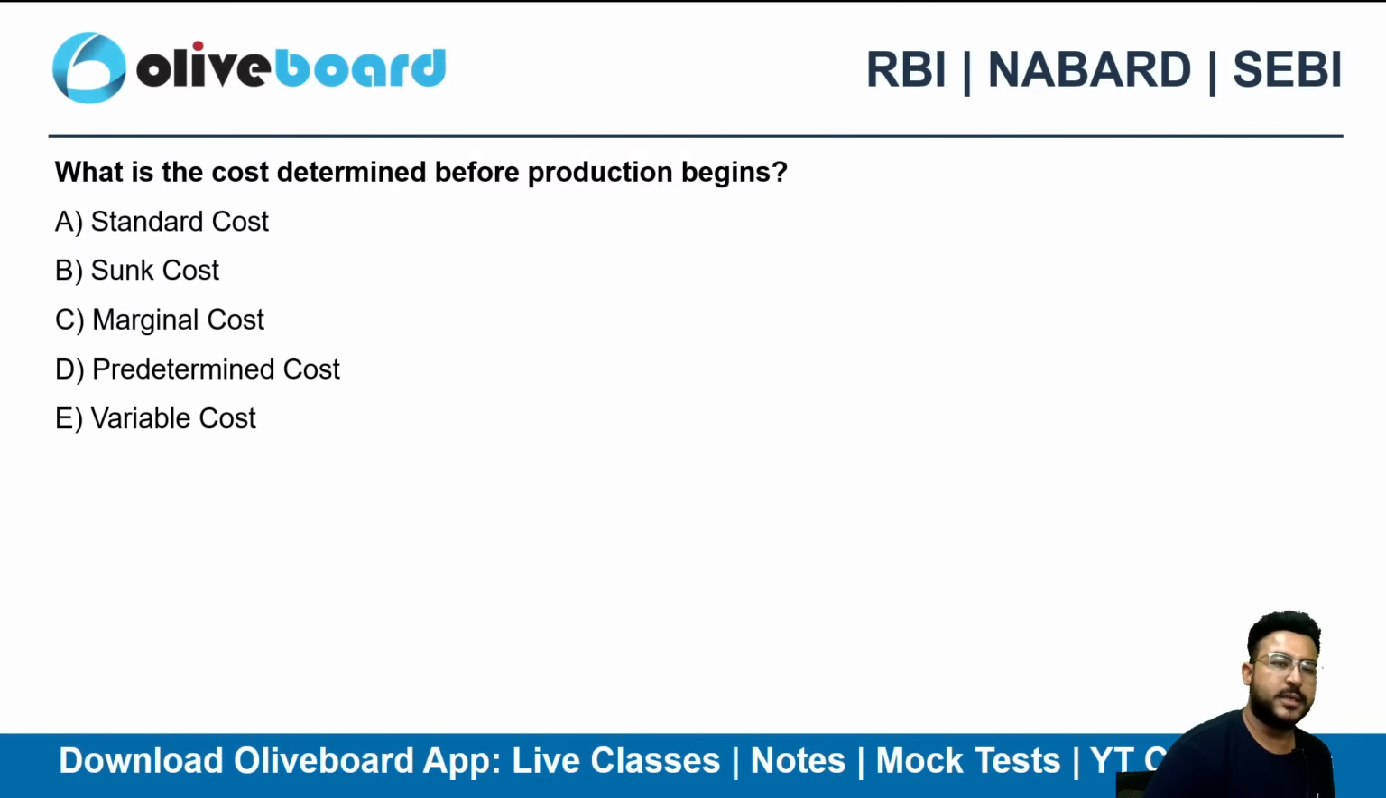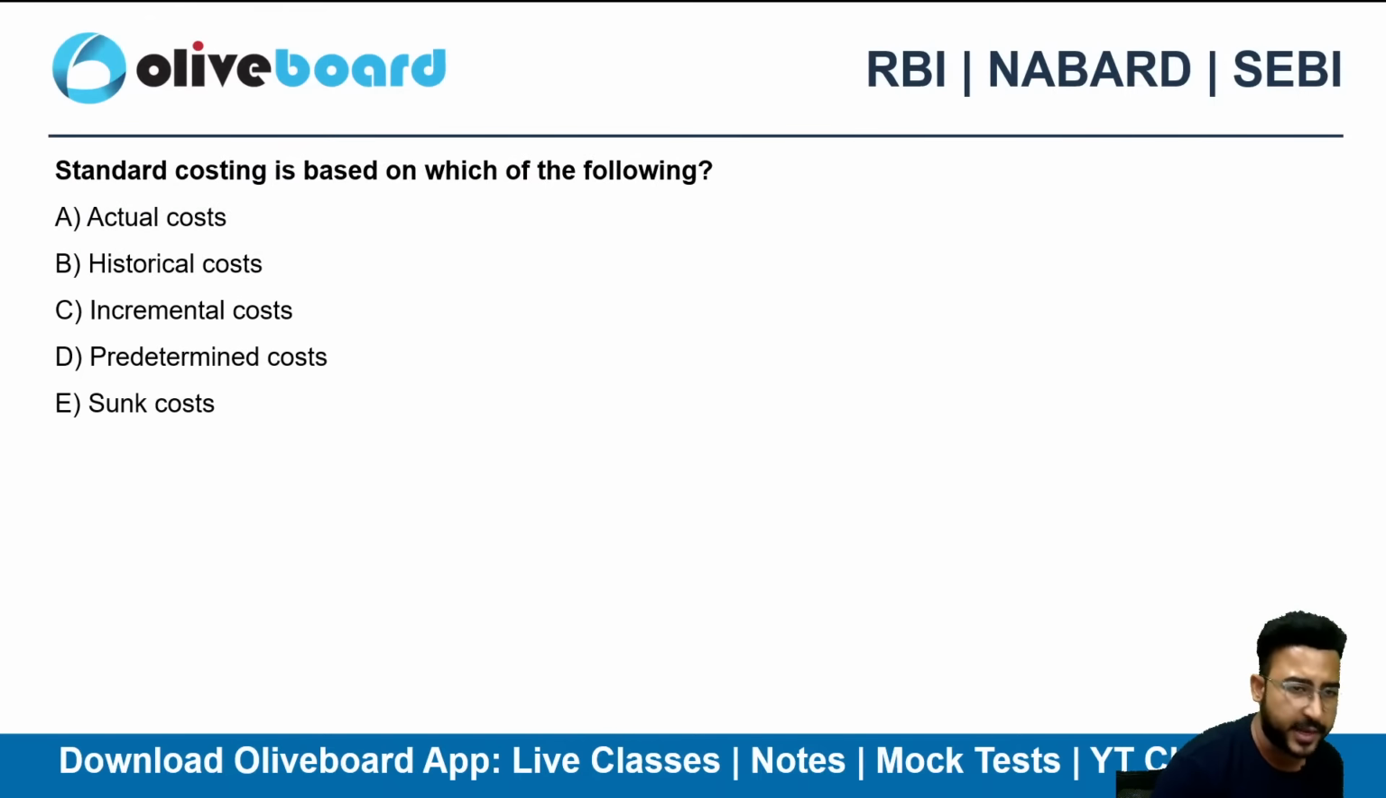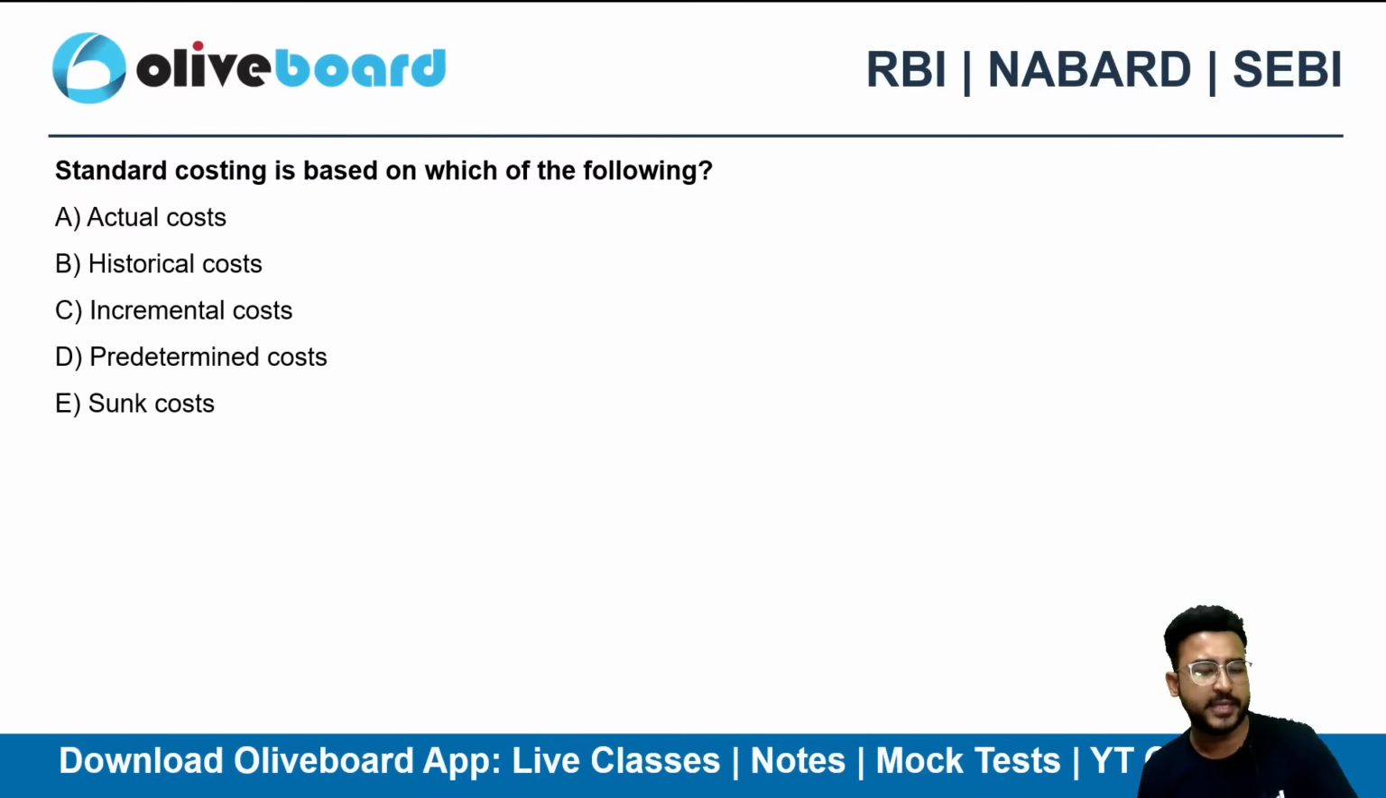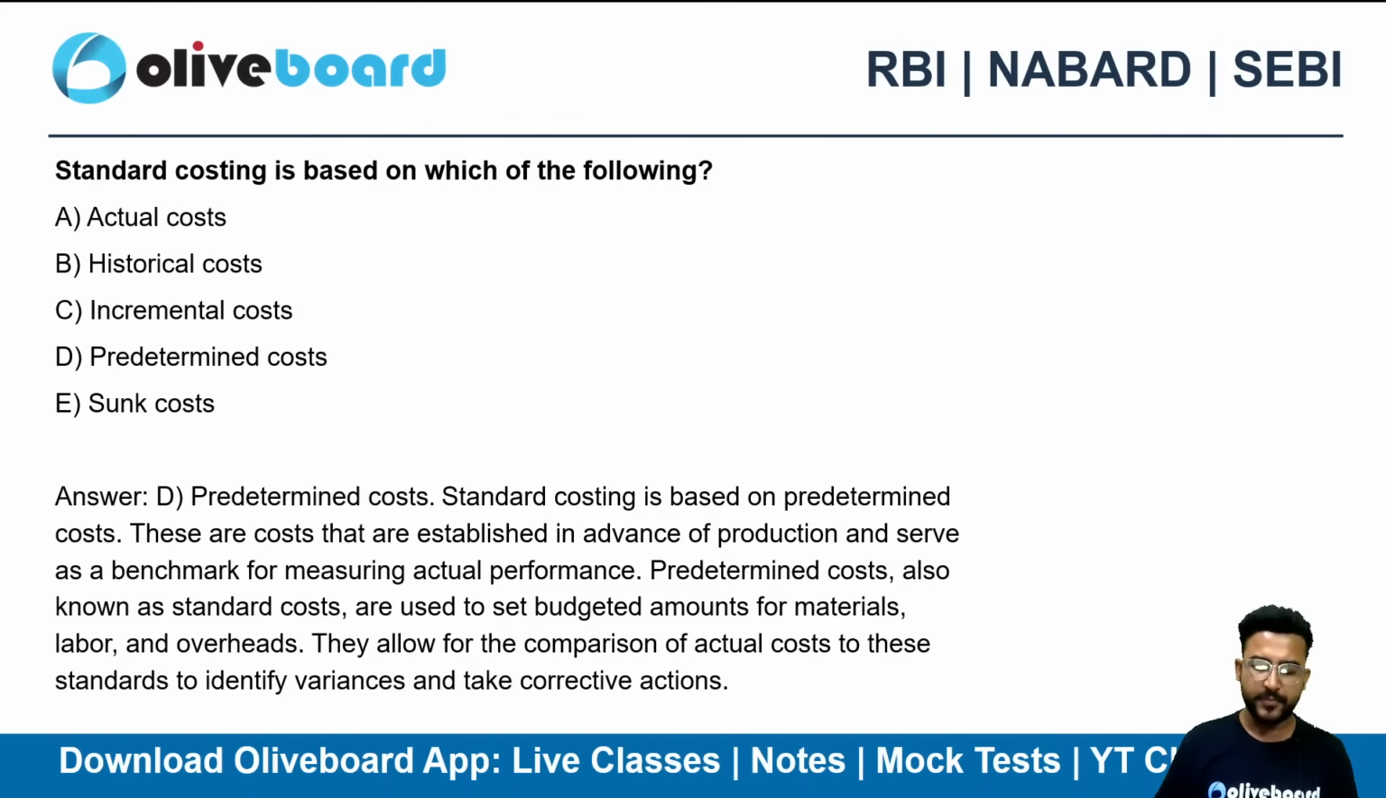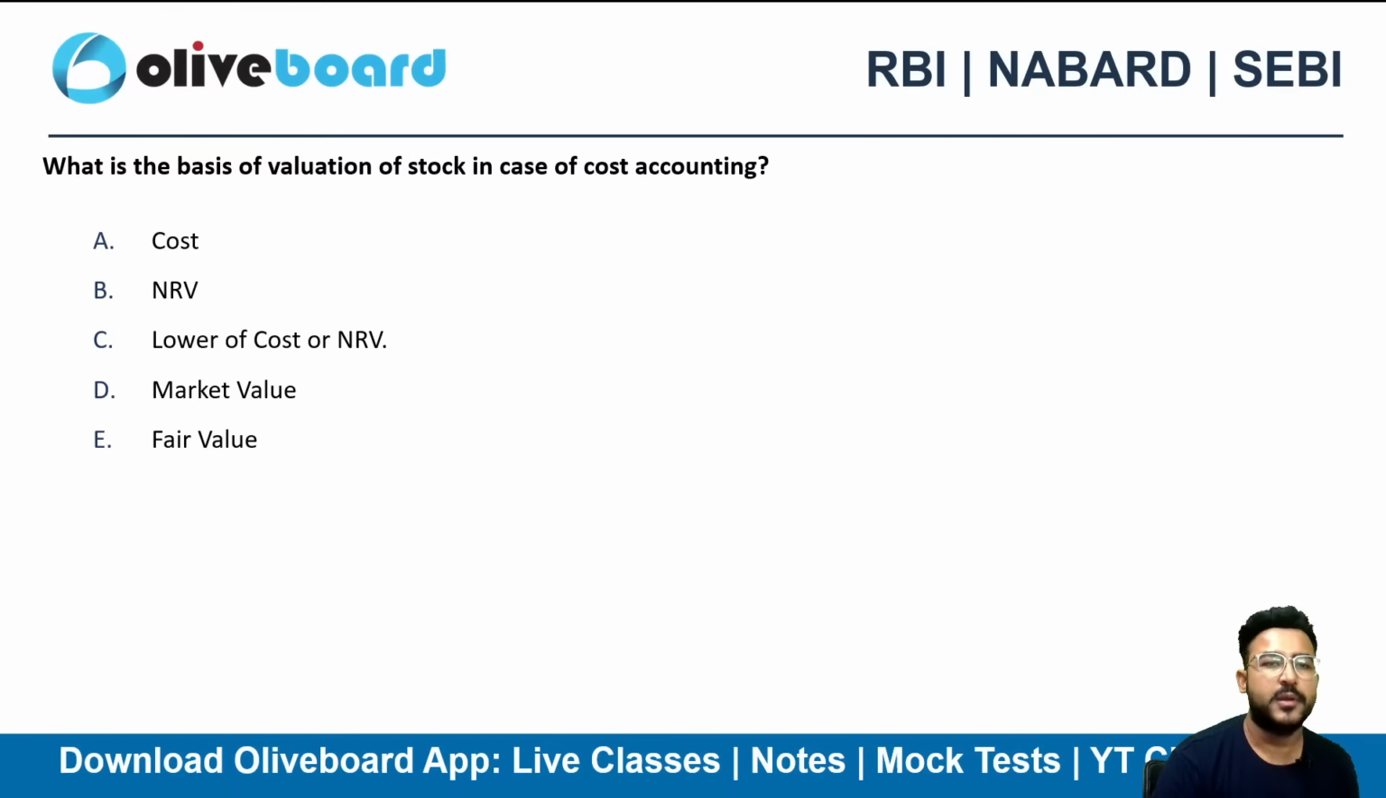What is the cost determined before the production begins? I think we have discussed this in a true or false based question. So, predetermined cost. Standard costing is also a predetermined cost only. Why? Because we set the standard just before the production. So predetermined cost. Important for your examination.